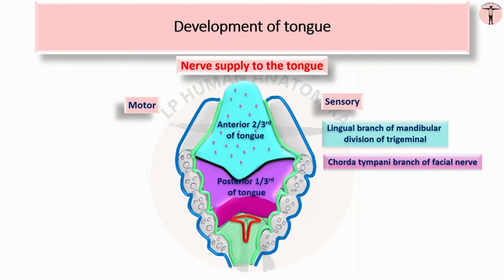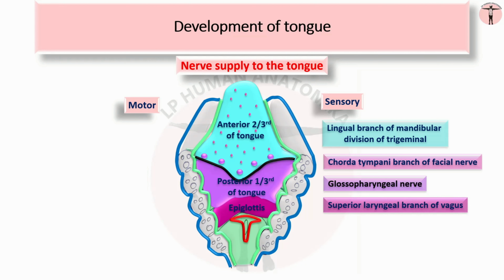The posterior 1/3 of the tongue and circumvallate papillae, even if they are present in the anterior 1/3 of the tongue, are derived from the third arch. Both are supplied by the glossopharyngeal nerve, which is the nerve of the third arch. The epiglottis and the extreme posterior part of the tongue, vallecula, are innervated by the superior laryngeal nerve, which is the branch of the vagus, reflecting their development from the fourth arch.